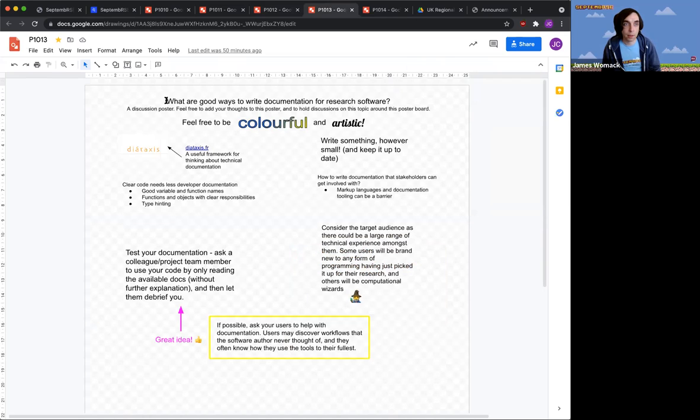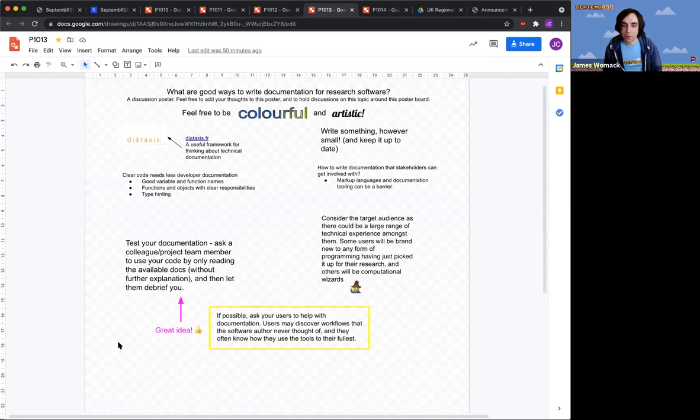So here, 1013 is, what are good ways to write documentation for research software? I like the little wizard guy here. That's cool. And this comment was the one that caught my eye today, which is, if possible, ask your users to help with documentation. Users may discover workflows that the software author never thought of, and they often know how to use their tools to the fullest. And although I sort of knew this somewhere in the back of my head, I like that someone had written it down, because sometimes it's easy to fall into the trap of feeling that documentation is something that you write and then you hand over to the users.